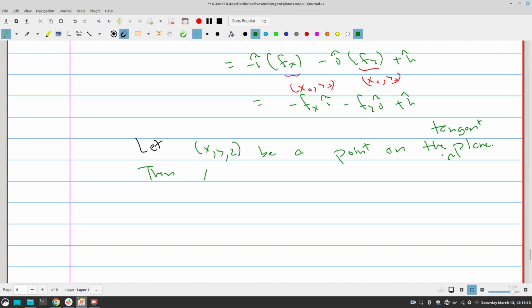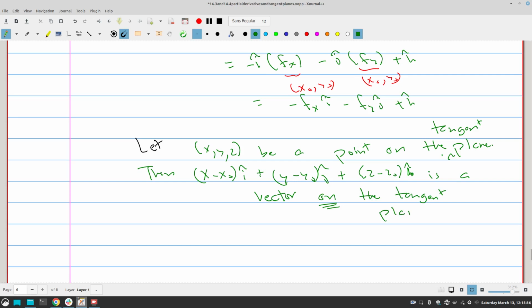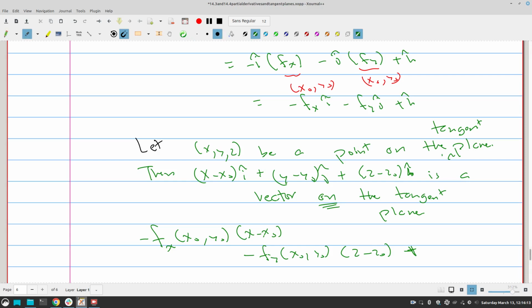then (x minus x0) i hat plus (y minus y0) j hat plus (z minus z0) k hat is a vector on the tangent plane, and the dot product of this vector with the vector perpendicular to the tangent plane is going to give me 0 at x0, y0, z0, meaning fx at x0, y0 times (x minus x0) plus fy at x0, y0 times (y minus y0) minus (z minus z0) equals 0.